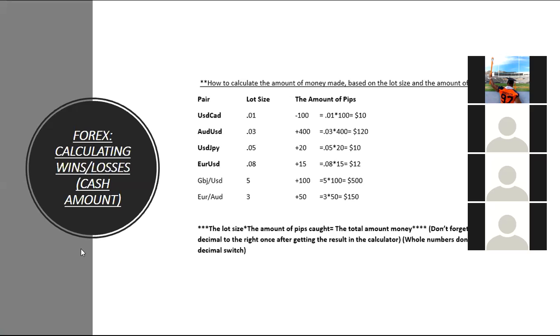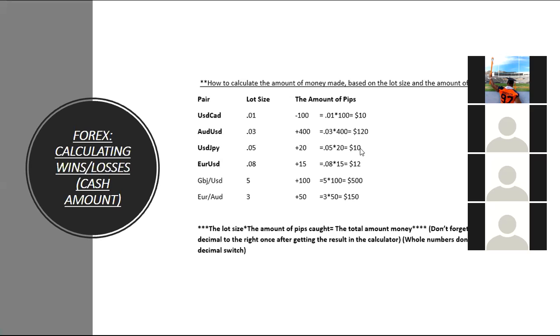So you have another pair, let's say Aussie USD, where your loss size is 3 cents, okay? And you gain 400 pips in the market. You're like, man, that's a lot. Okay, how much money is that? So you can simply gauge the amount of money by just multiplying the loss size by the amount of pips. So 0.03 times 400, and that'll actually give you 120. Or actually, that'll give you 1,200, but you'll move that decimal over to the left one, that'll give you 120. And then you'll go on to UJ. Let's say the loss size was 5 cents, and you caught 20 pips. Simply multiply 0.05 times 20, that'll give you 10. And on to EU, 0.08, you caught 15 pips. Same thing, multiply that together, and that'll give you 12.